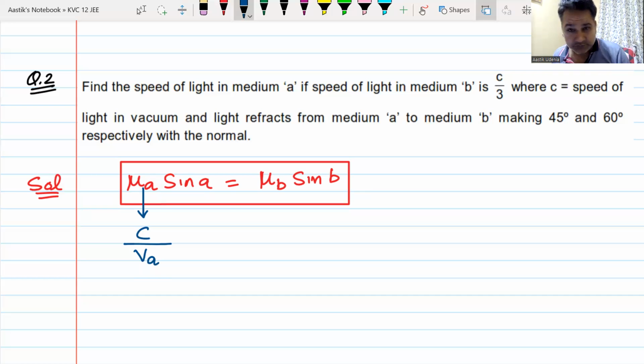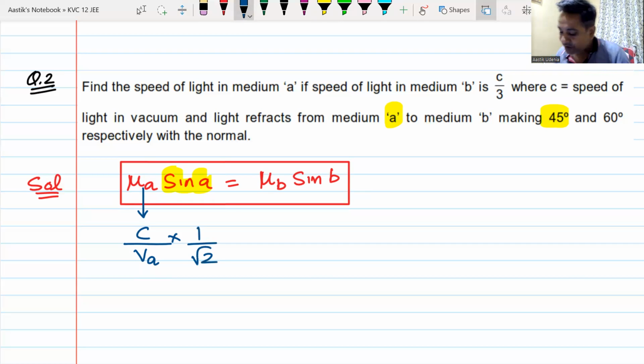Yes or no? Yes, sir. Multiplied by sine of the angle in A, and that is 45 degrees. Yes or no? Yes, sir. So sine of 45, I think sine of 45 is 1 by root 2. So I'll just put 1 by root 2 here.